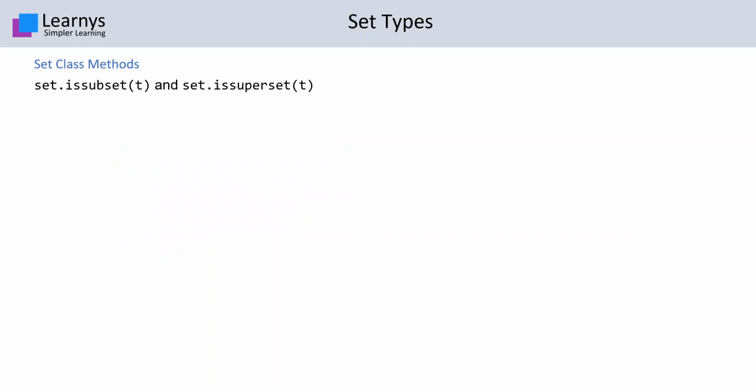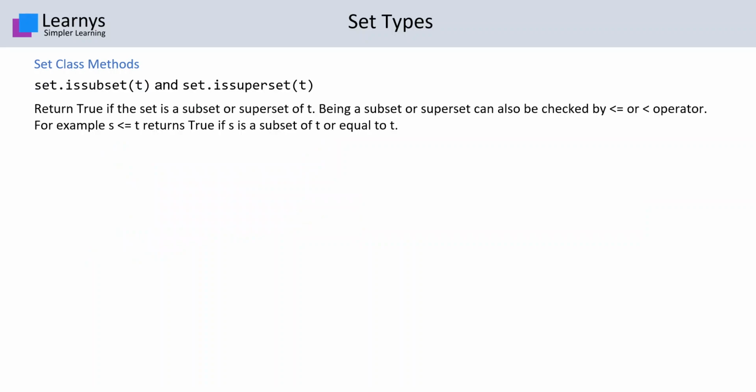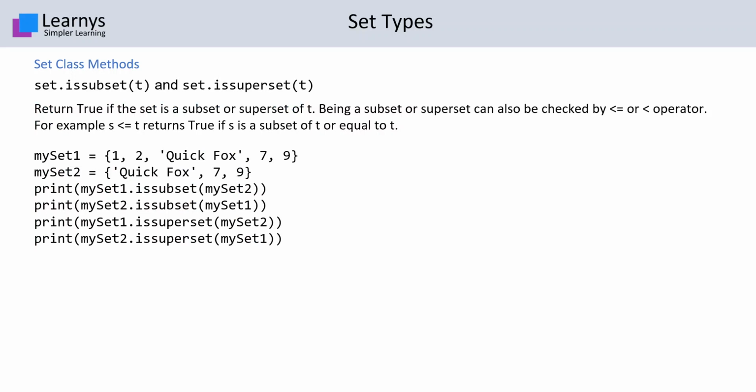Next we have issubset and issuperset functions. Let us also see an example to understand this. Let's say we have two sets. myset1 is having 1, 2, a string quick fox, 7 and 9. myset2 is having a string quick fox, 7 and 9.